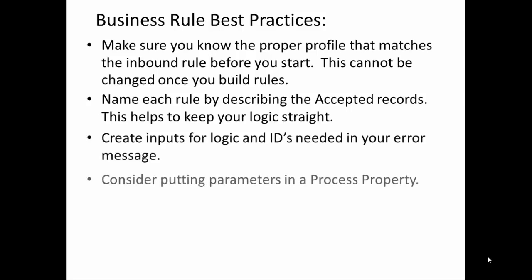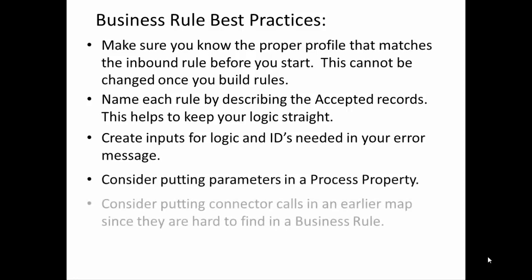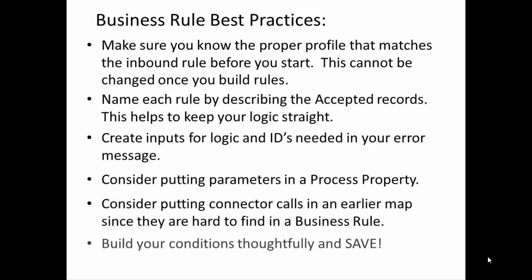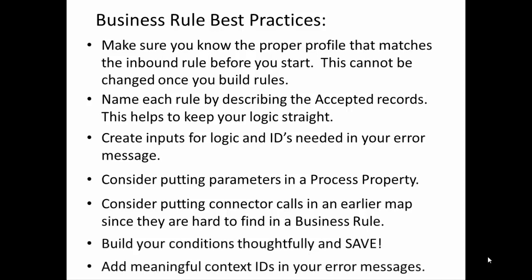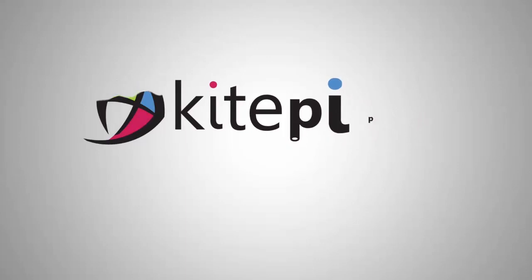Consider putting parameters in a process property rather than as static values. Consider putting connector calls in an earlier map. They can be hard to find in a business rule. Build your conditions thoughtfully and save. Add meaningful context IDs to your error messages. The business rule step is a powerful tool in building bulletproof integrations, and these tips will help you enhance your Boomi skills.